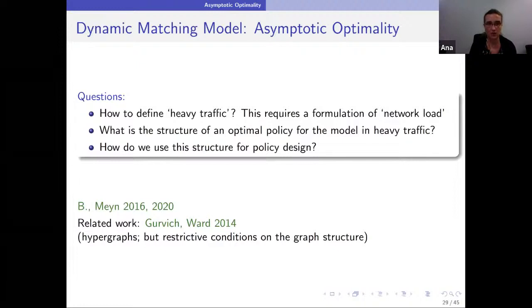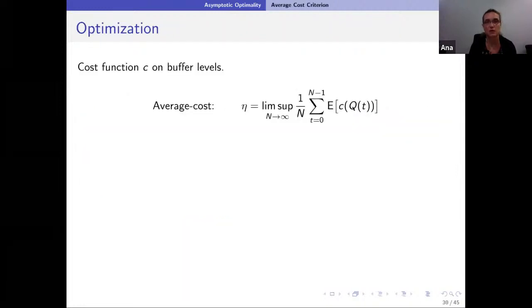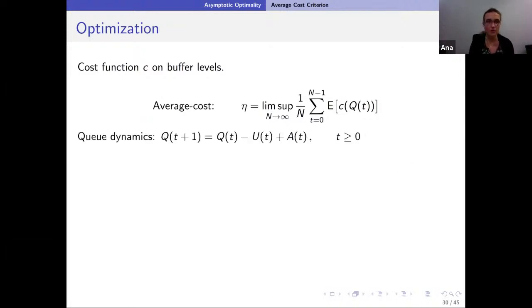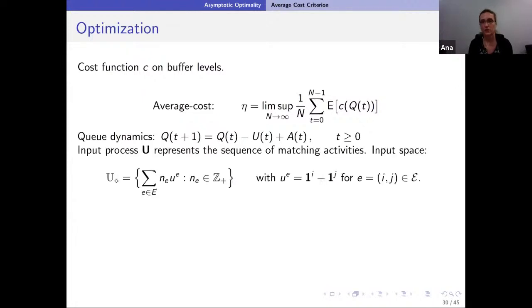So let's try to see how we can deal with the bipartite case. We will set a cost function C for the buffer levels. In this talk, I'll assume that this is a linear function of the queue size, and we are considering the average cost case. We will denote the queue dynamics at time t plus 1: I have the state of the queue at time t minus what I actually matched plus the arrivals, right?